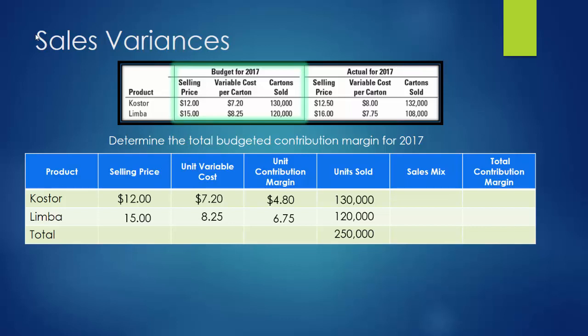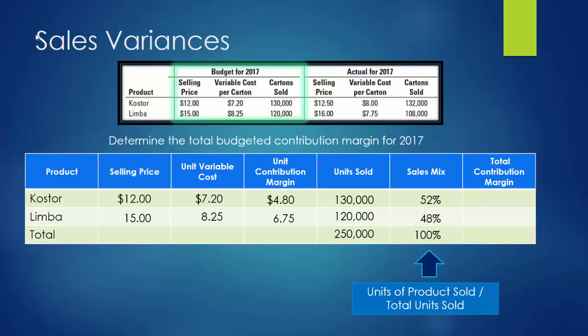How do we figure out our budgeted sales mix? Well, we simply take the amount of each individual product we plan to sell and divide it by the total number of units that we plan to sell. So for the Costor, we budgeted to sell 130,000 cartons. We also budgeted to sell 250,000 cartons overall. If we take 130,000 and divide it by 250,000, we come up with 52%. So we were budgeting that 52% of all of the products that we sold during the period were going to be cartons of Costor. Same math for the Limba. 120,000 divided by 250,000 gives us 48% of all of our products sold were going to be Limba cartons. And that accounts for all 100% of our sales.